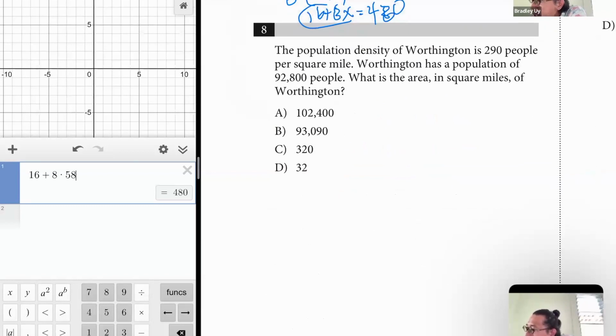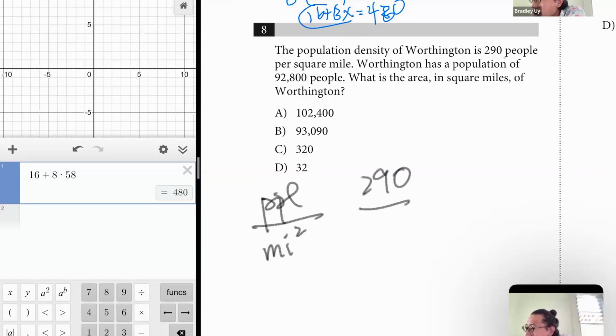Another way, a good way to set this problem up is with a proportion. Population is 290 people per square mile, so we have people per square mile. Okay, I always like my proportions with words. There are 290 people per 1 square mile. Worthington has a population of 92,800 people, which is why I put it on top. And we need to find out the number of square miles.